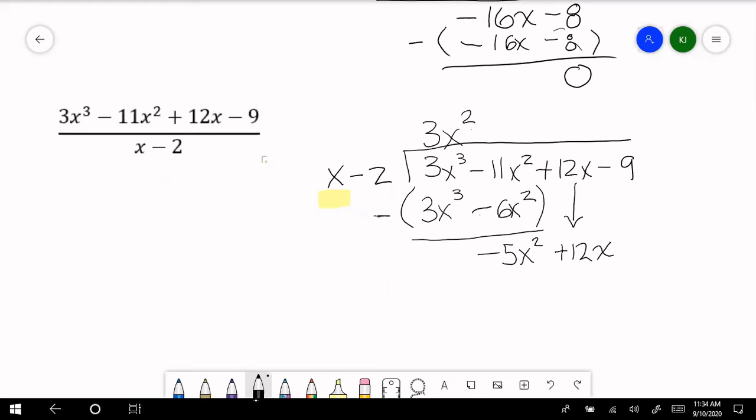What do I have to multiply x by to get negative 5x squared? So I'm trying to get from x to negative 5x squared. Got negative 5x. Then I'm going to take that negative 5x and multiply it by x and get negative 5x squared. And multiply that negative 5x by negative 2 to get positive 10x.